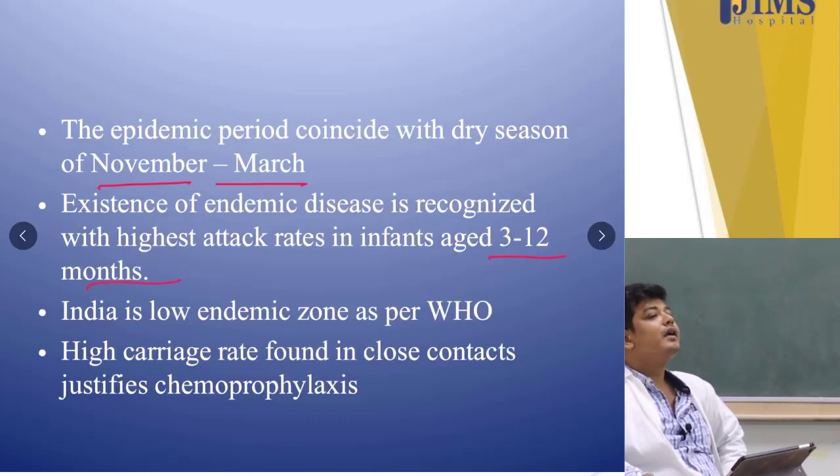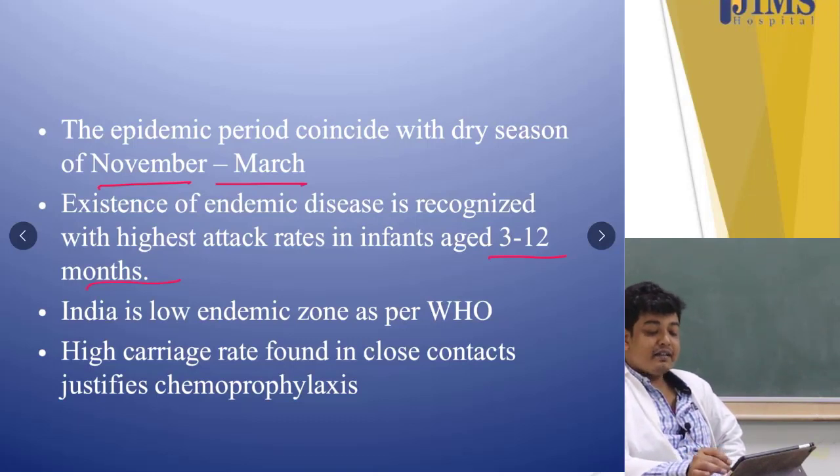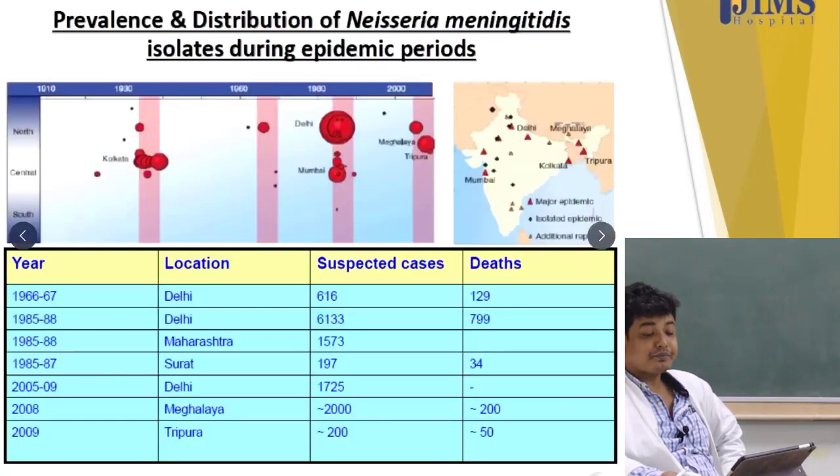Why? Yes, immunity might be low. The baby might be getting help from the maternal immunity, but after 6 months of age, the baby's immunity develops by itself. So since there is no exposure earlier, the baby catches this particular disease very easily. And India lies in the low endemic zone as per WHO, but a high carriage rate is found in close contact, which always justifies starting chemoprophylaxis.